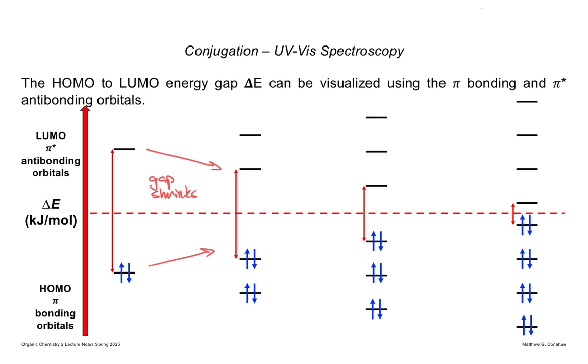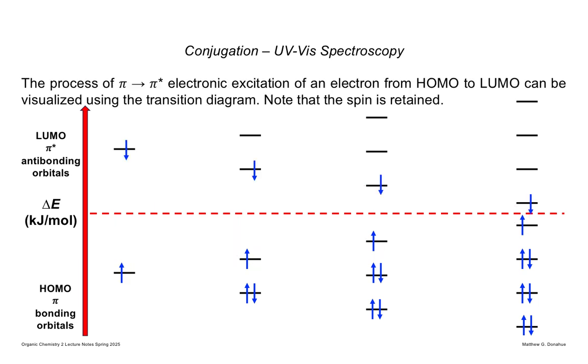In the lower energy level, they're all spin paired. When this gets promoted, it's still retaining that spin. So if I call that spin down, it ends up as spin down. And this is essentially what happens when that energy is added.